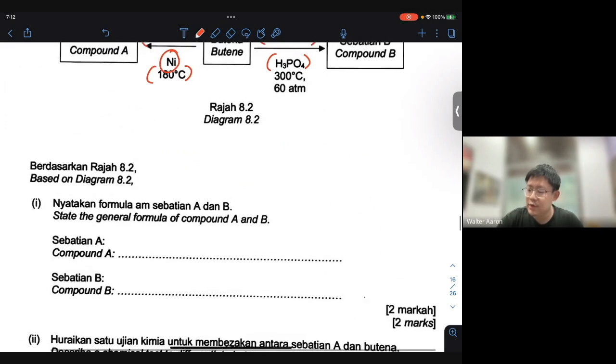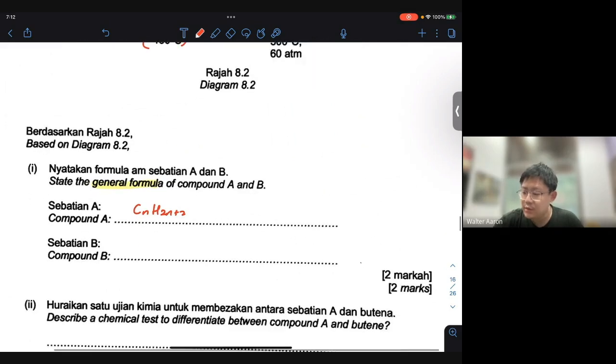So then after that, they ask you to write the general formula for the compounds A and B. So A is alkane. So the general formula will be CnH2n+2. And then for the alcohol, that is B. So it's CnH2n+1OH. So if you write this down correctly for both general formulas, you should be able to get 2 marks in total.